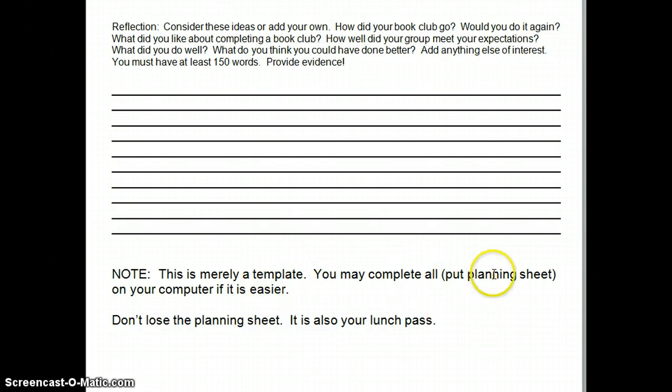You may complete all except for the planning sheet on your computer if it makes it easier. Don't lose the planning sheet. It's also your lunch pass.